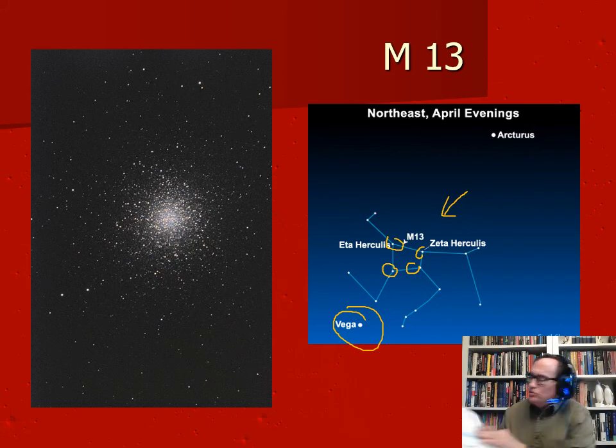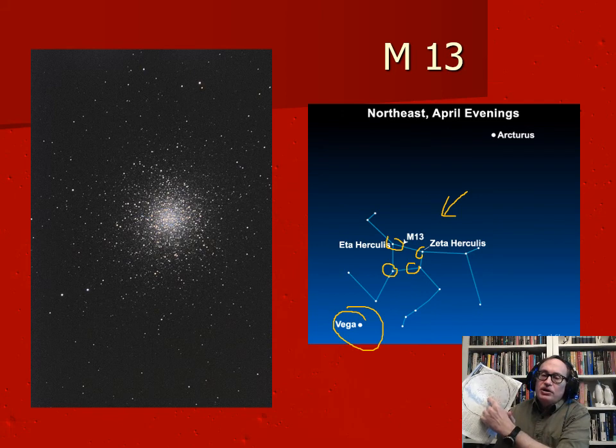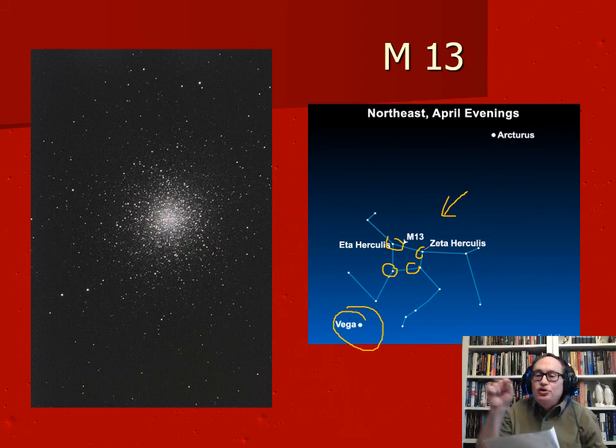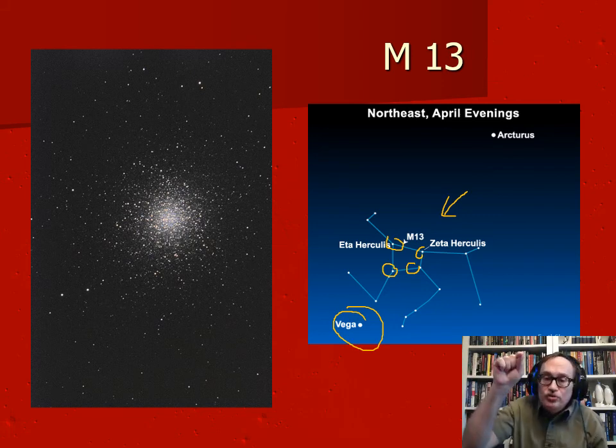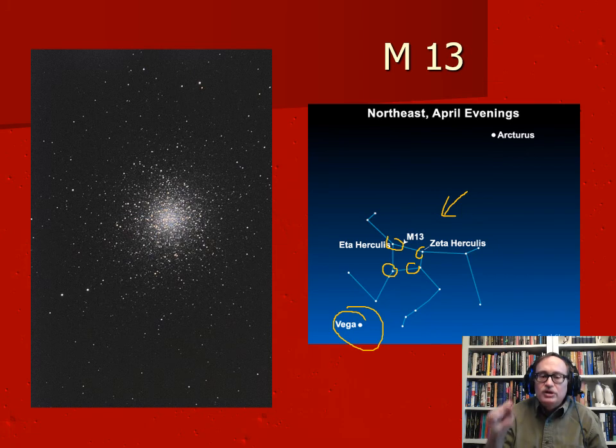And so what you would do is you would find the side of that trapezoid that is opposite of the bright star Vega, and about a third of the way from the northern star in that trapezoid is going to be the star cluster M13. And so you can actually do that, find it, and posted on Blackboard is a binocular observing worksheet.